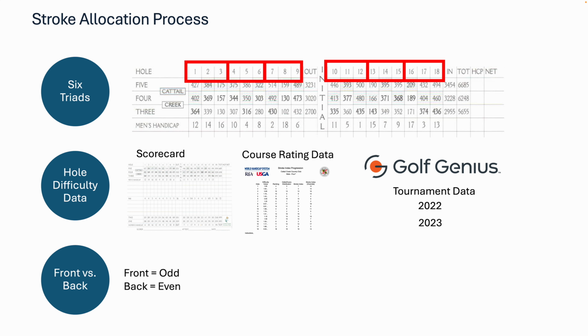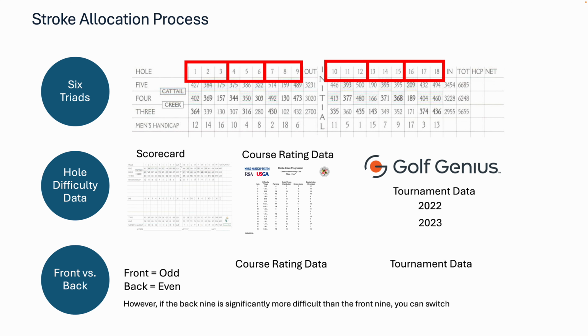The other thing worth noting is that the USGA recommends that the front 9 get the odd strokes and the back 9 get the even strokes. That is not how we currently have it on our scorecard. And it's worth noting the USGA says that if the back 9 is significantly more difficult than the front 9, you can switch this. So let's look at the data.